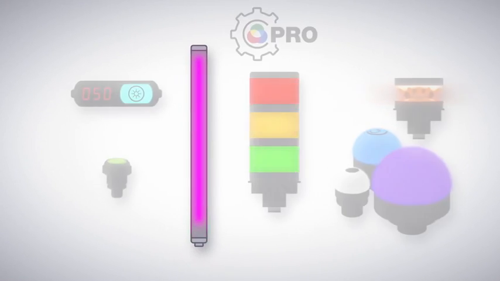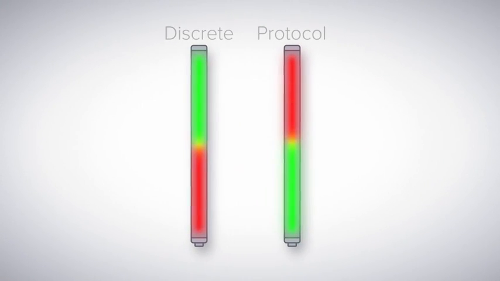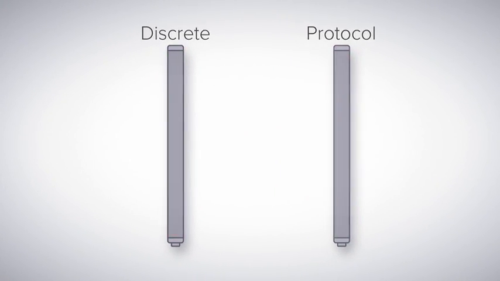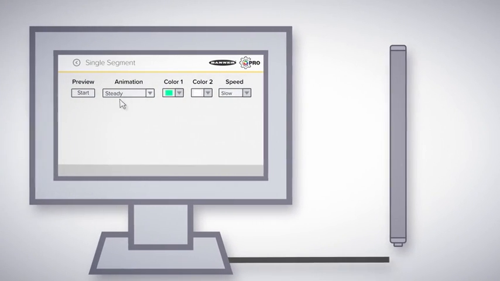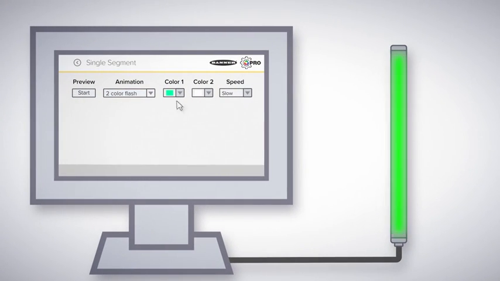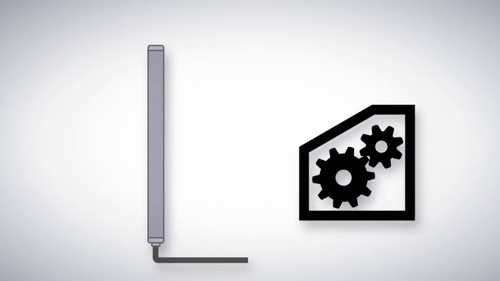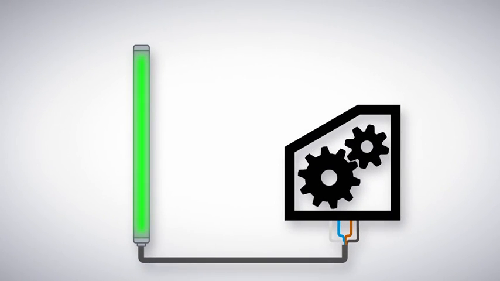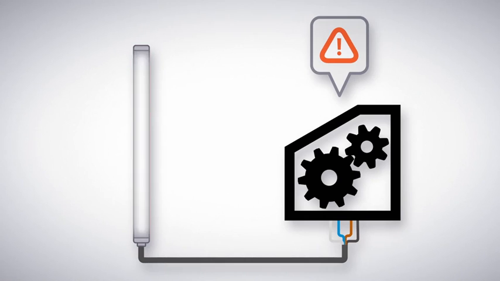Pro lights come in two device types: discrete and protocol-enabled. Discrete Pro devices have built-in memory functions that get loaded with customized colors and animations from our free software, Pro Editor. They're easily retrofit via discrete wiring and can provide existing equipment with new indication possibilities.